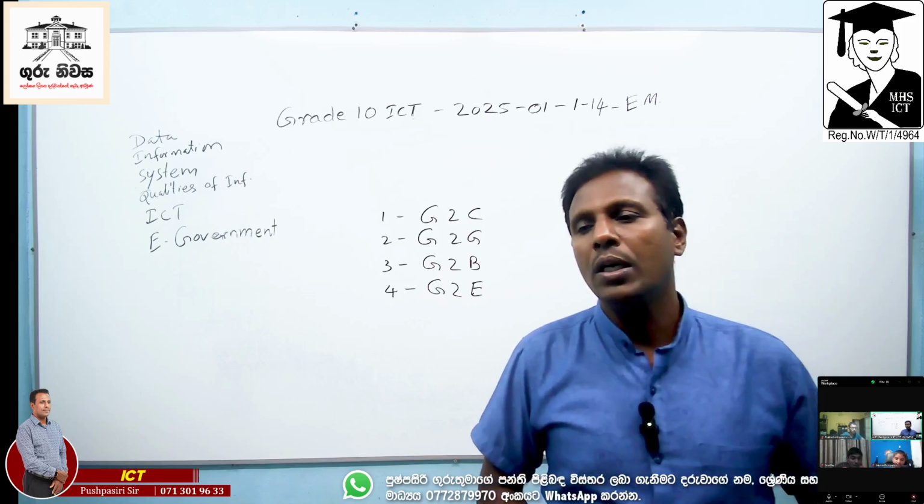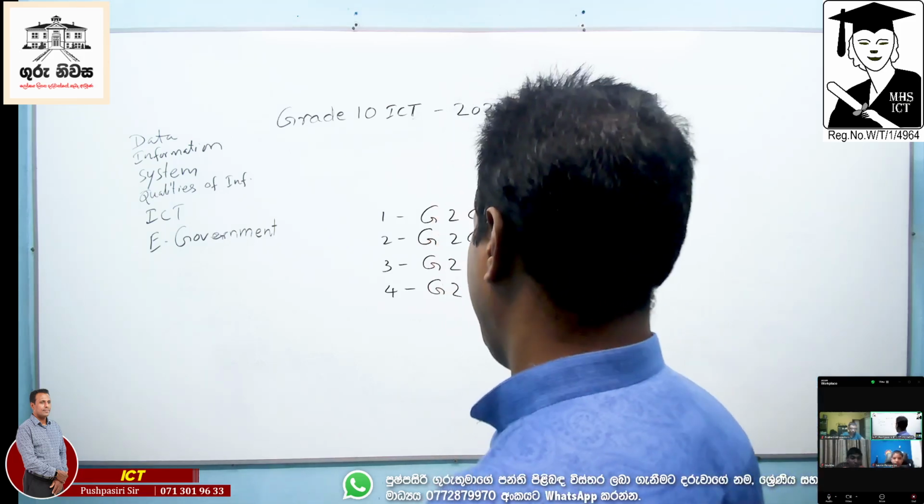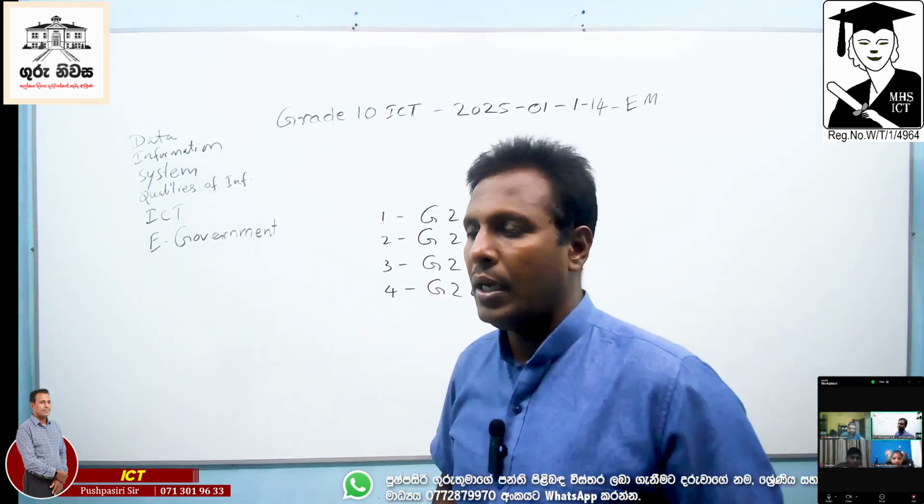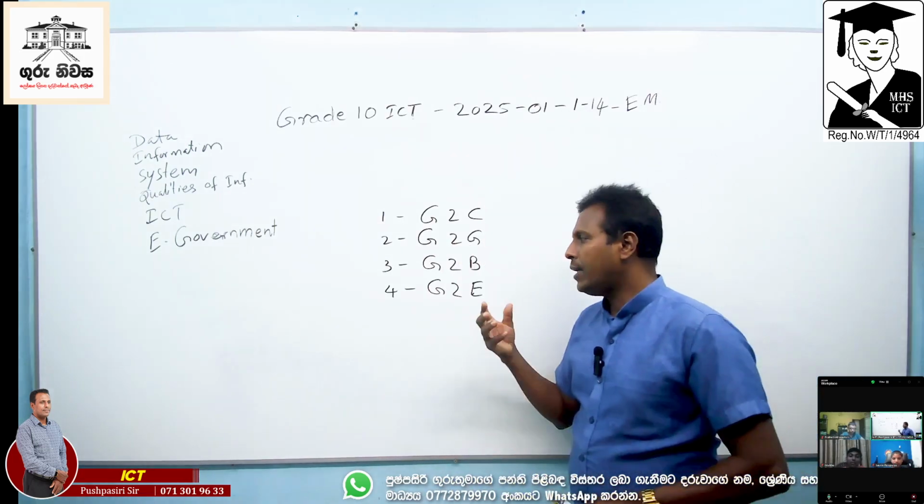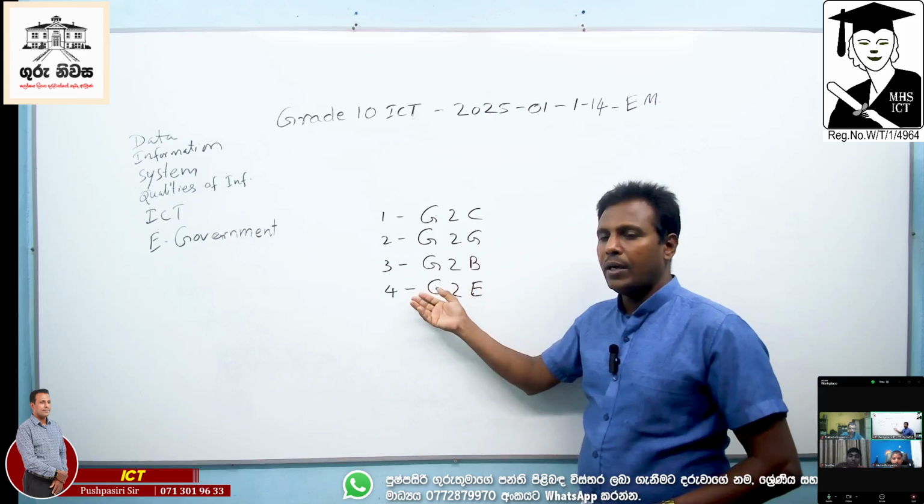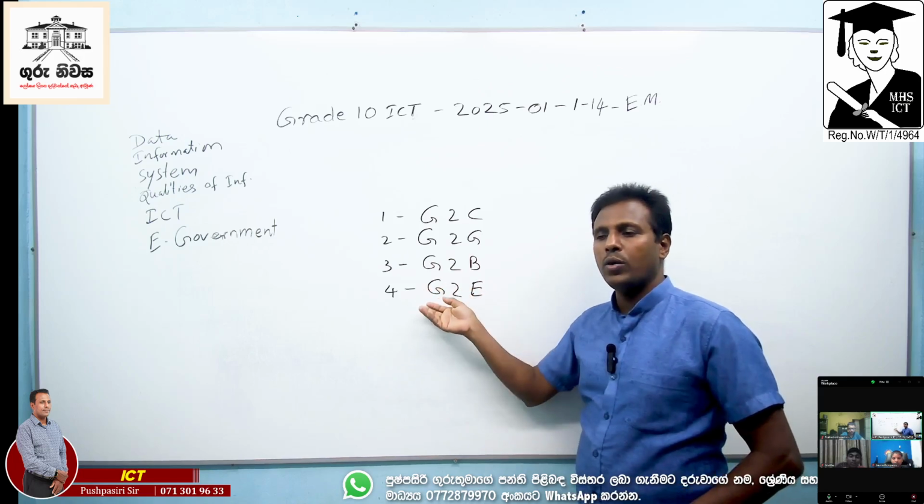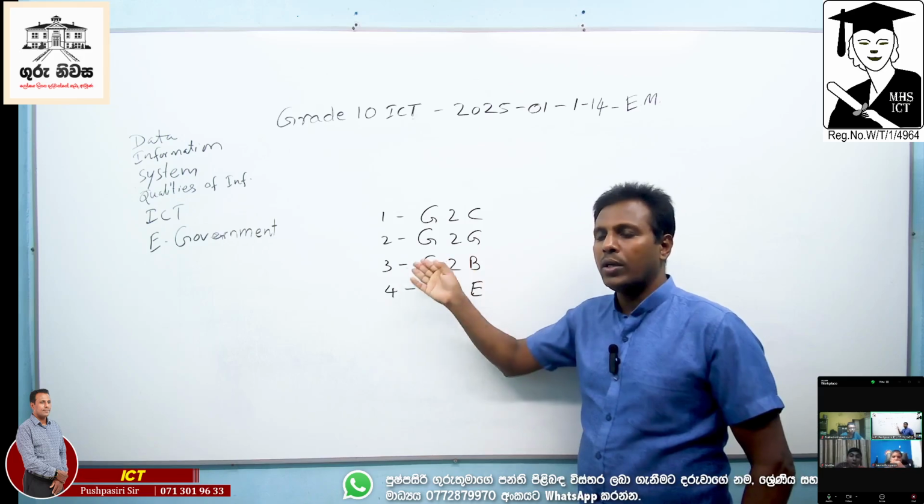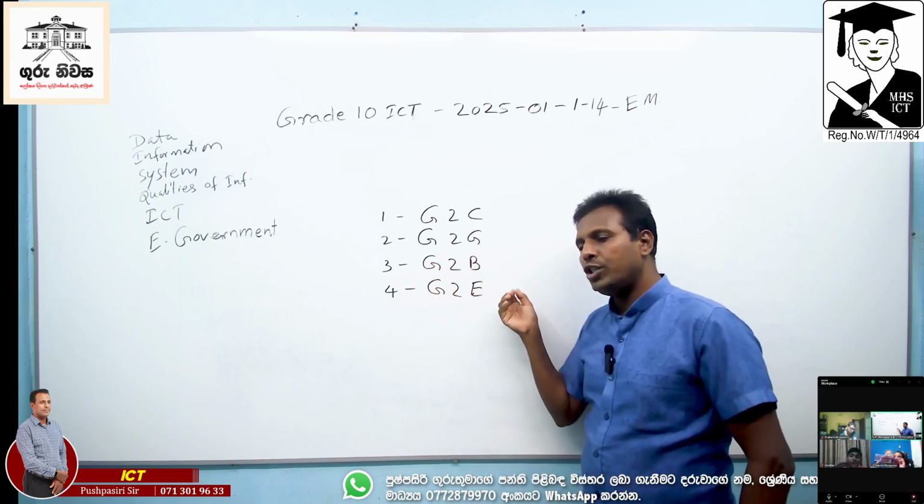G to E, government to employee. Right? Government to employee.